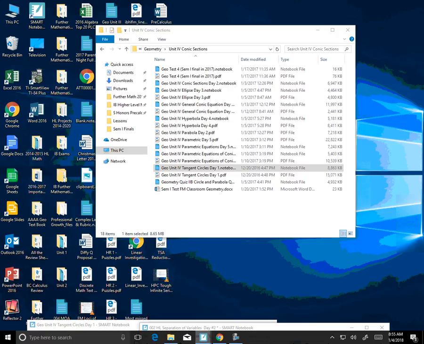Okay, I'll assign these for tomorrow, but focus on numbers 10 through the end because those are the things that we're working on the most.